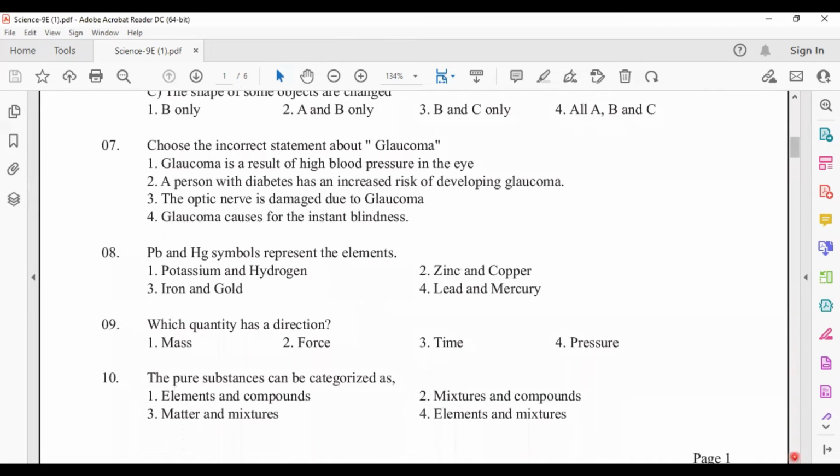Seventh one, choose the incorrect statement about glaucoma. Answer number 3, the optic nerve is damaged due to glaucoma, is incorrect. Glaucoma is a result of high blood pressure in the eye. A person with diabetes has an increased risk of developing glaucoma. Glaucoma causes, for instance, blindness. All are correct, but the third answer is incorrect.